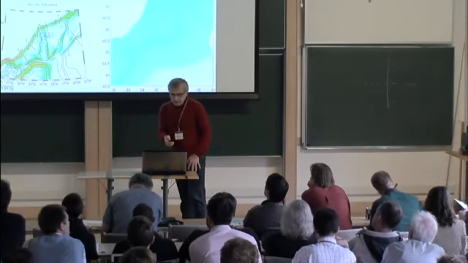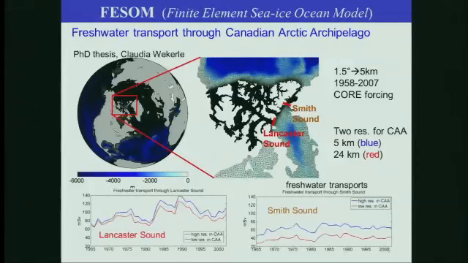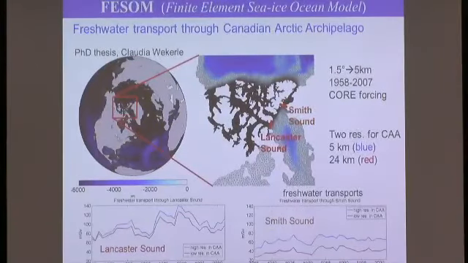So I will continue further and will just tell about several practical examples of what we are doing. This is work by Claudia Weckerle, and the point here is freshwater transport through the Canadian archipelago. In order to have it properly, we are really increasing the resolution here to something that is not visible on this mesh. And the point is that transport of fresh water through the passages, so there are two main, this one and this one, depends really on resolution.